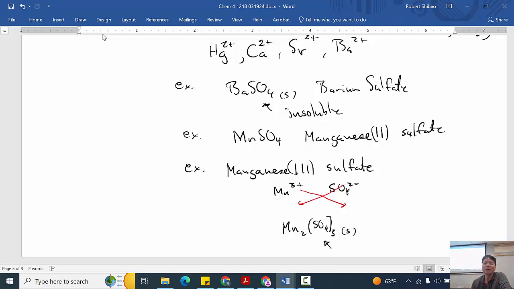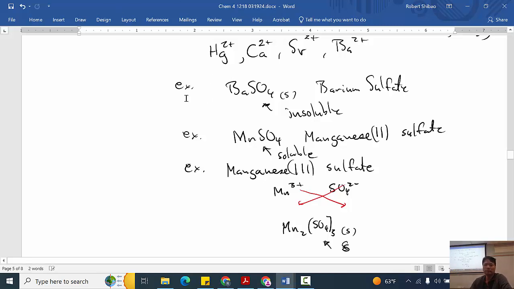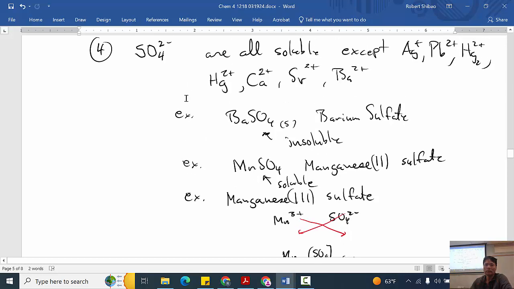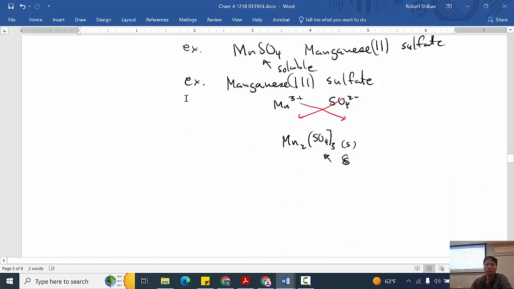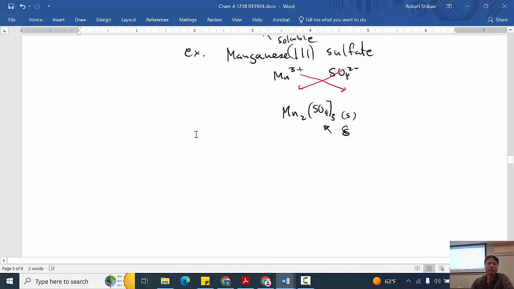Is this soluble or insoluble? Soluble. How about manganese 2 sulfate? Soluble or insoluble? This is also soluble. All right, that's number 4. Now, those were mostly soluble. In number 5, these are going to be mostly insoluble.